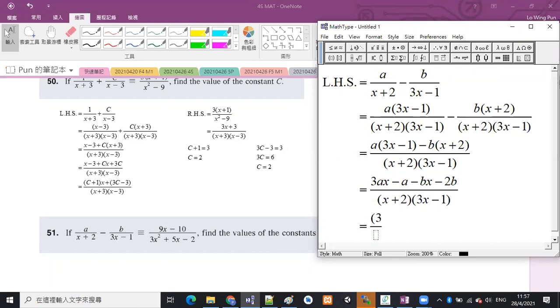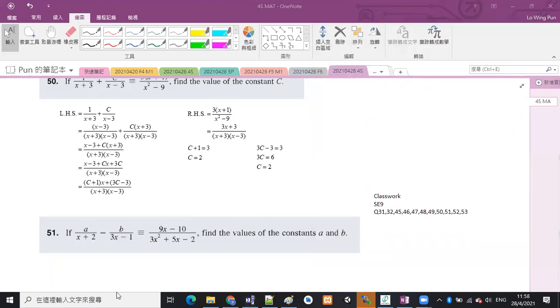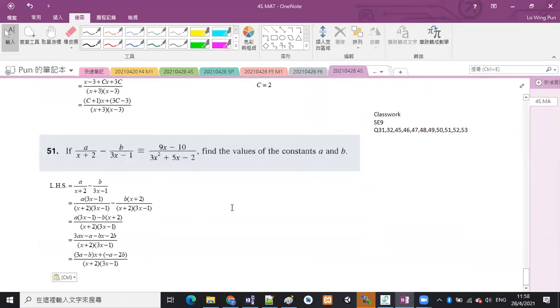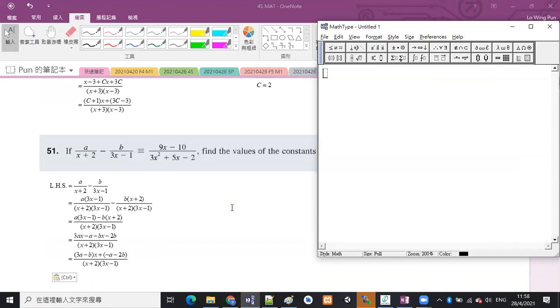Okay, so that would be 3a minus b x. I will always write plus. Okay, and then minus a minus 2b. Like this. Can you get this? Let me check if there is any mistake. I think it's correct. Left hand side is like this, and then for the right hand side, we also do the same thing.